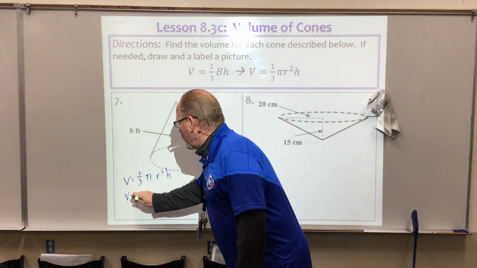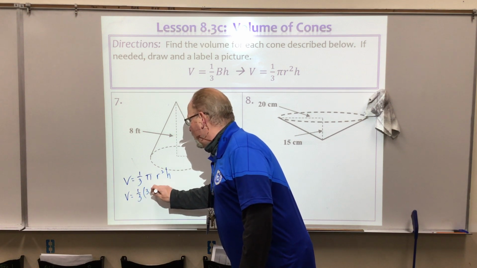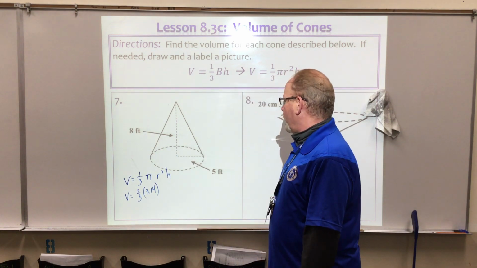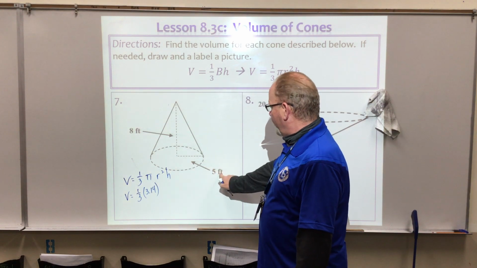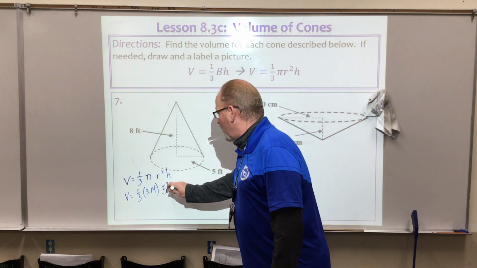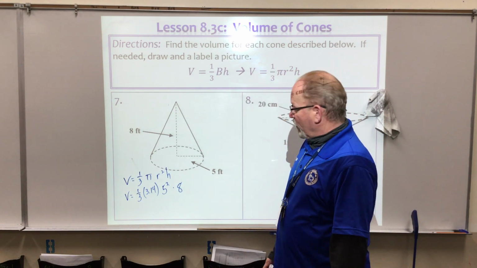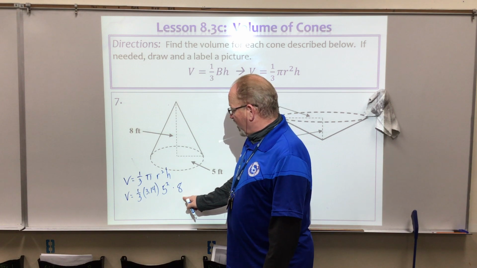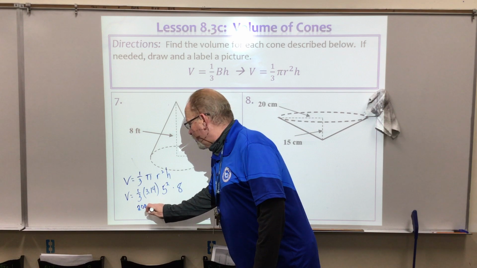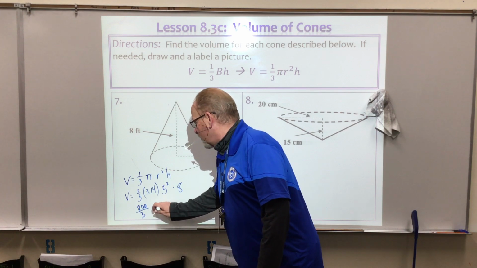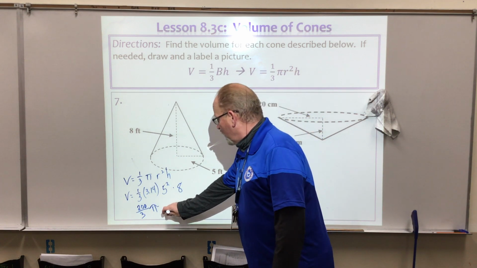So volume equals 1/3 times, let's say it said to use 3.14 instead of pi, and then r is 5 feet, 5 squared times 8. 5 squared is 25 times 8 is 200. 200 times 1/3, we would get 200 thirds if we were using pi. That would be in our answer, feet cubed.